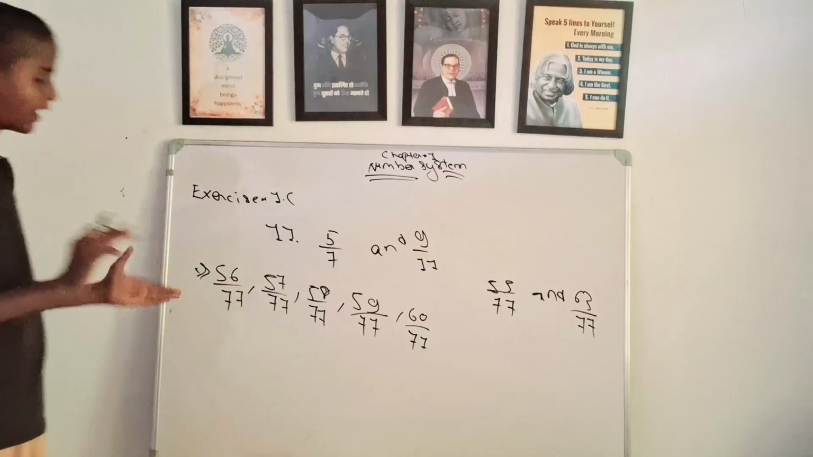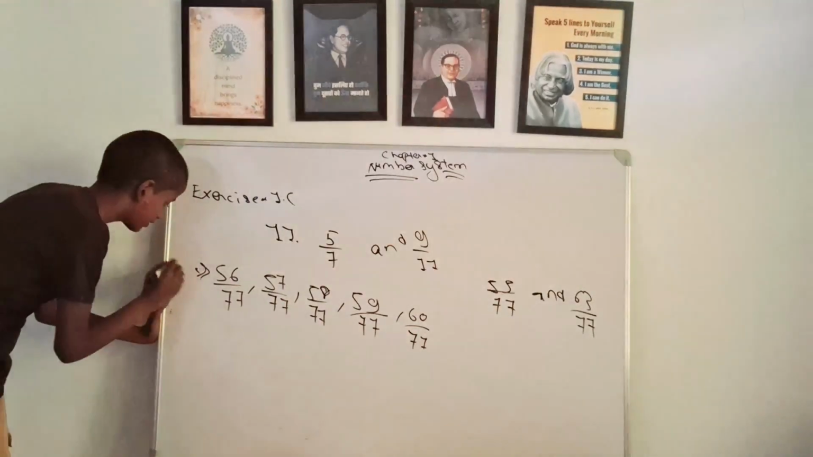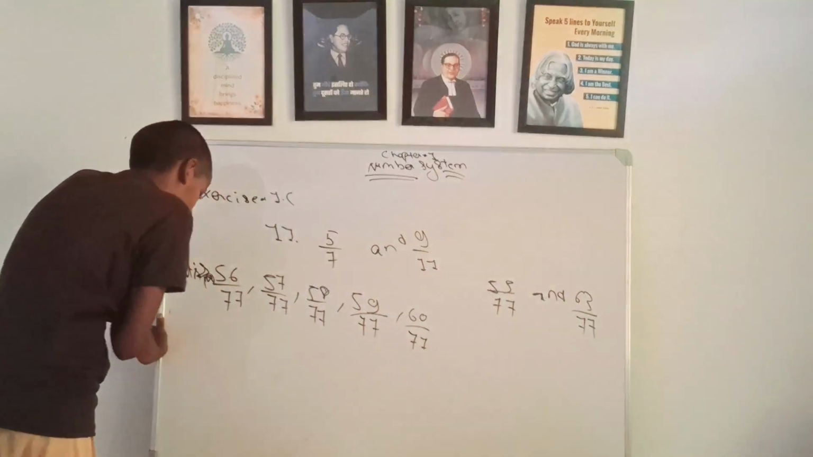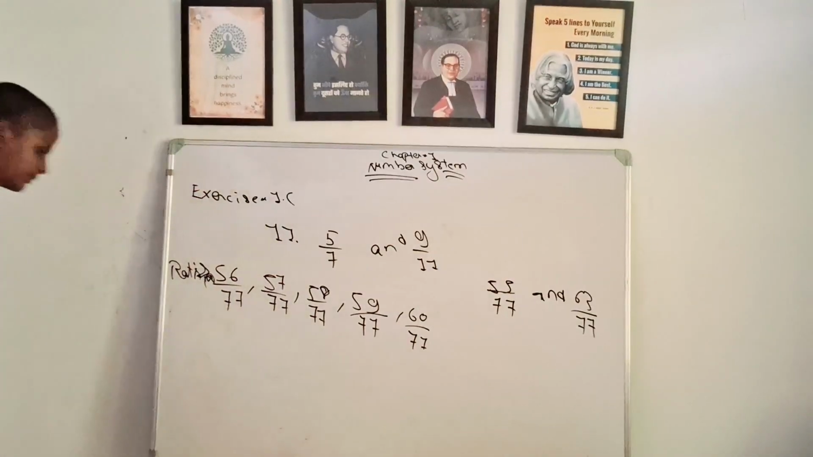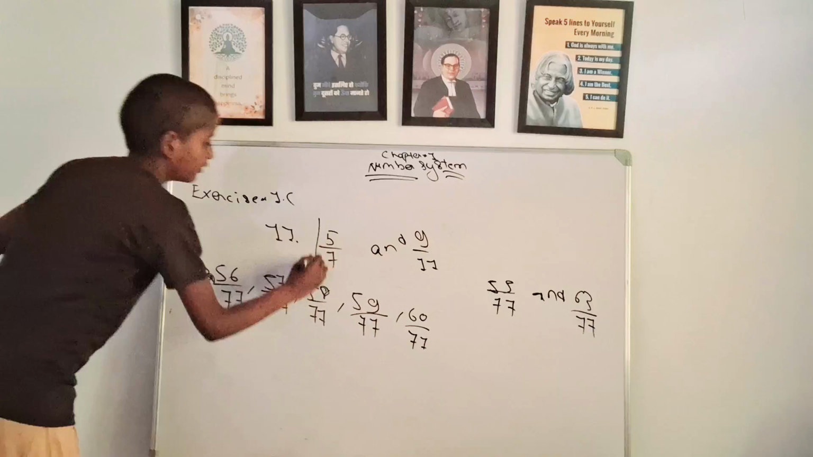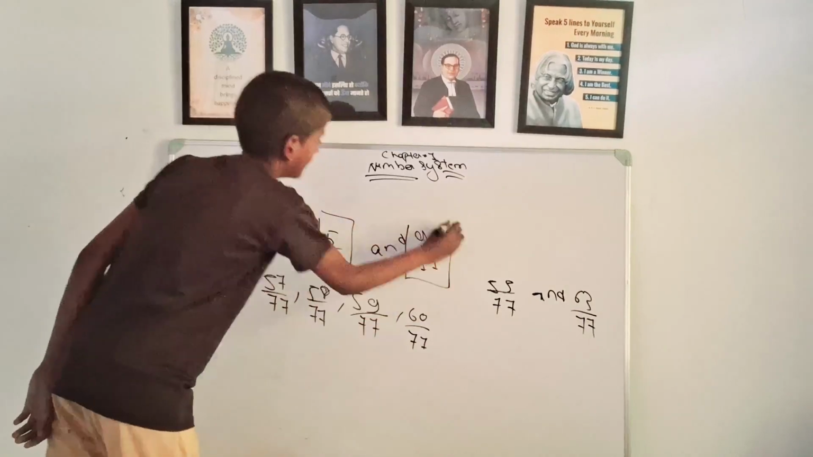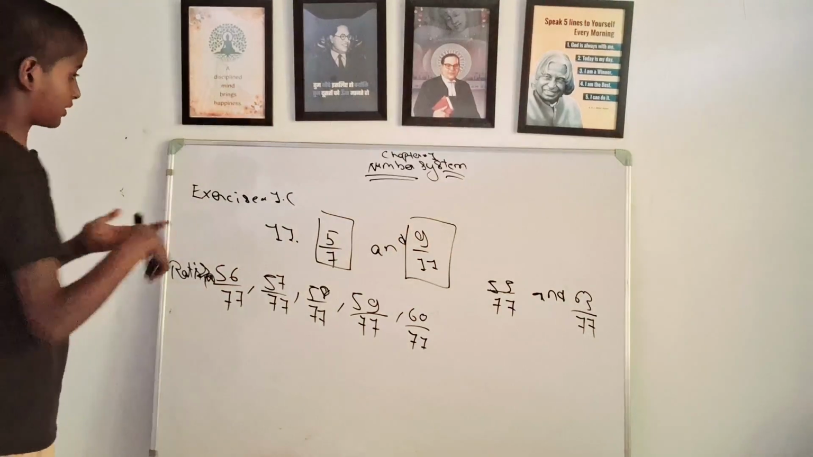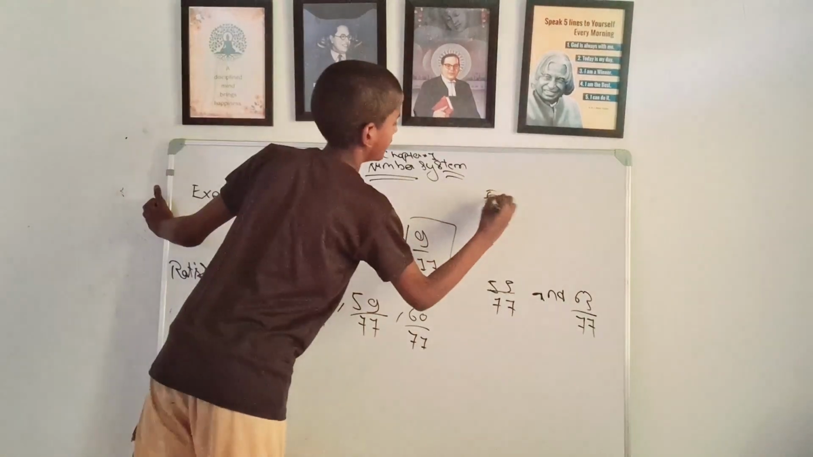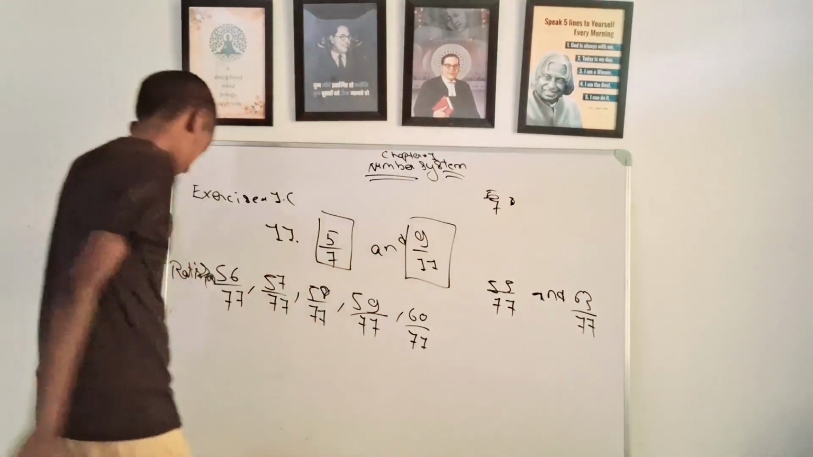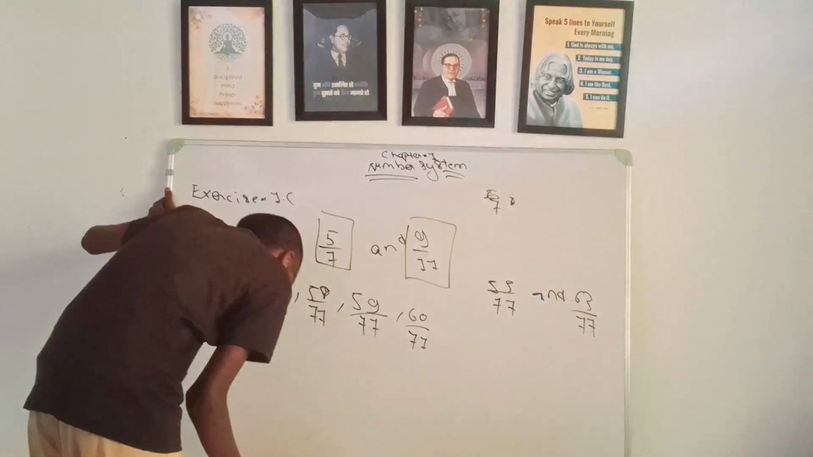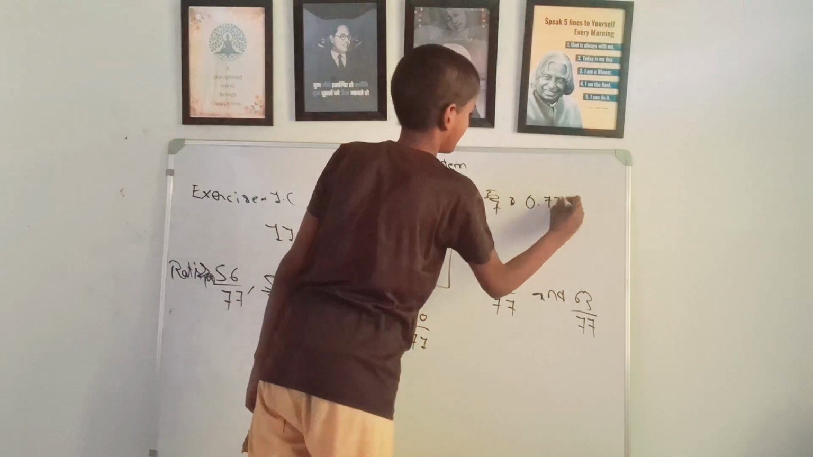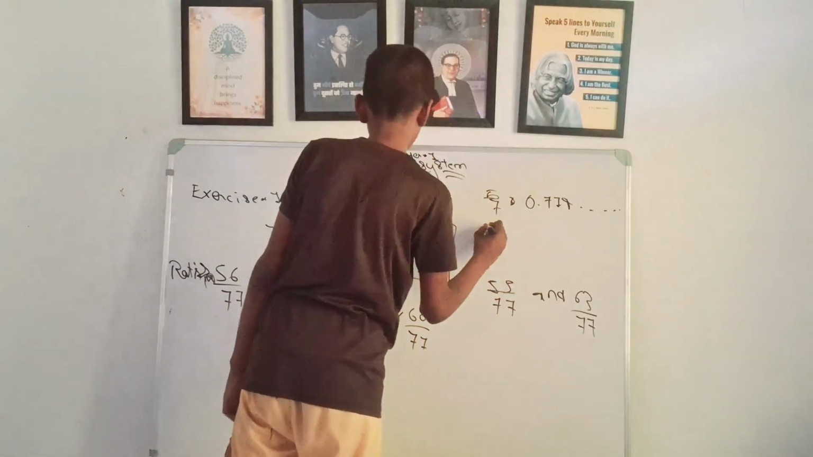Those are rational numbers. How can we find irrational numbers? We take the values 5 by 7 and 9 by 11 and divide. 5 by 7 is equal to 0.714 dot dot dot. And after that, 9 by 11.